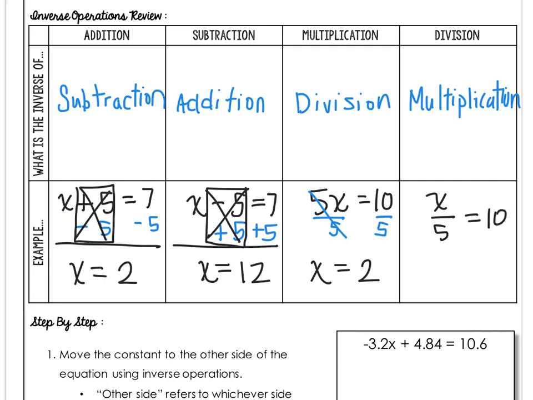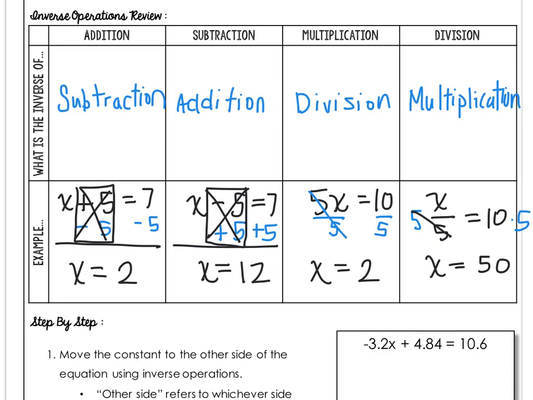For division, x divided by 5 equals 10. The inverse of dividing by 5 is multiplying by 5. So I'm going to multiply both sides times 5. And 5 divided by 5 here is 1x, so that cancels out, equals 10 times 5, which is 50. If I check my answer, 50 divided by 5 equals 10, and so that checks out.